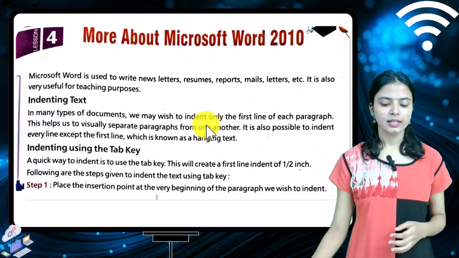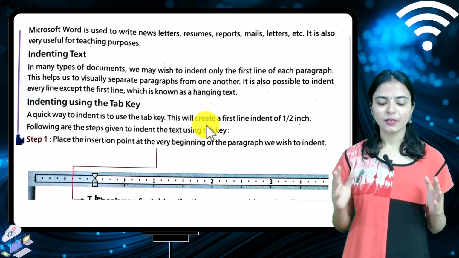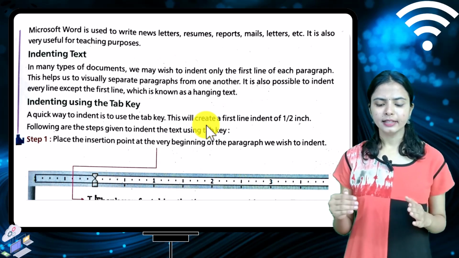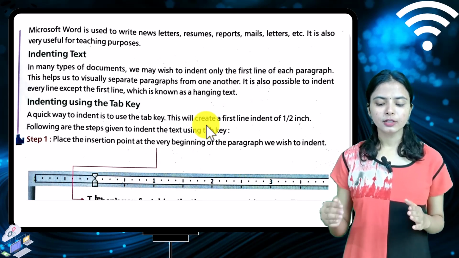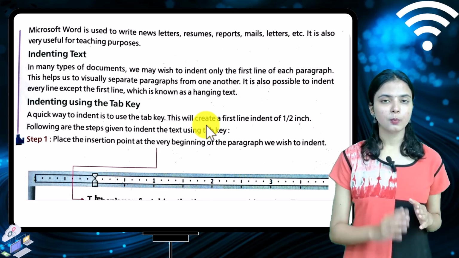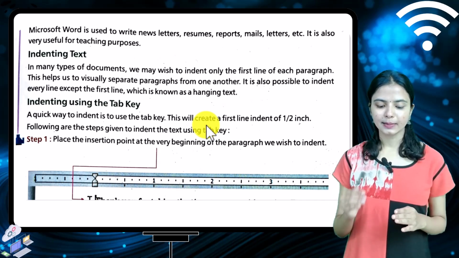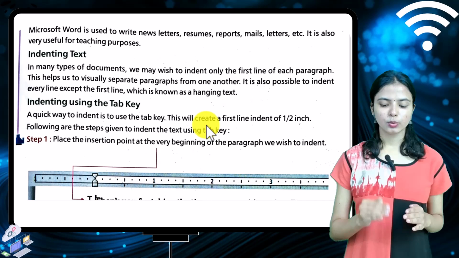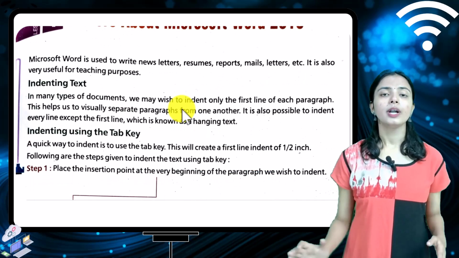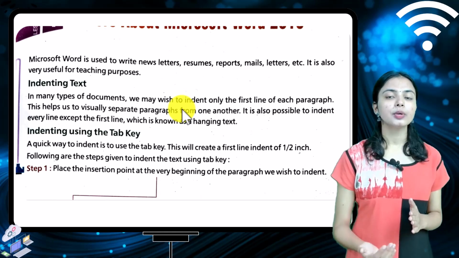Okay students, so first is indenting text. In many types of documents, we may wish to indent only the first line of each paragraph. This helps us to visually separate paragraphs from one another. It is also possible to indent every line except the first line, which is known as hanging text. What does it mean? Indenting means to give space.